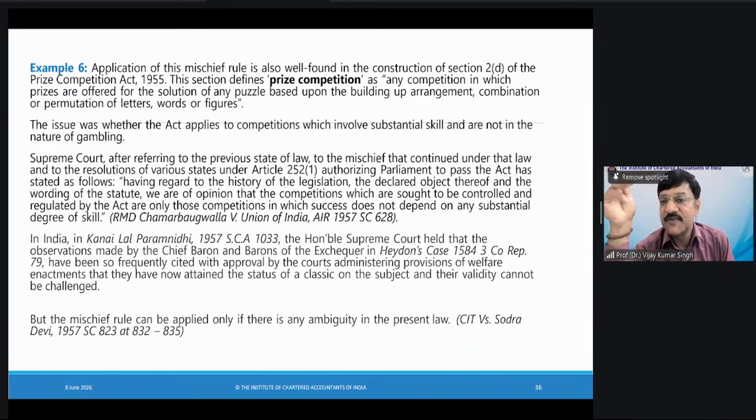So you have seen what is the first, the literal rule, then harmonious construction, then purposive construction, and now we are dealing with mischief rule. So these are the different stages of interpretation. You begin with literal interpretation. If everything is all right, you don't need any other interpretation. Then you go ahead with purposive interpretation. Then you go ahead with harmonious construction. Then you go ahead with mischief rule.